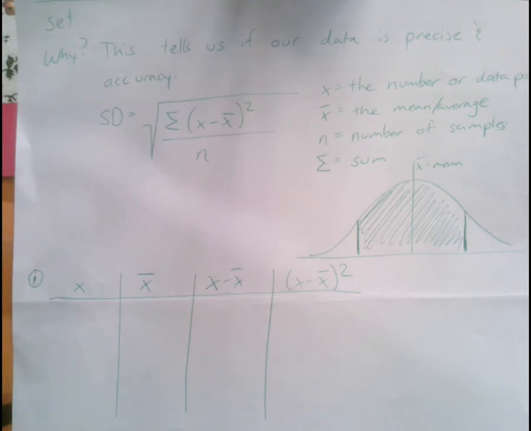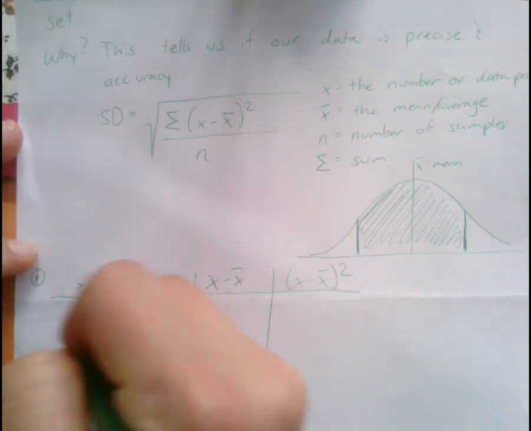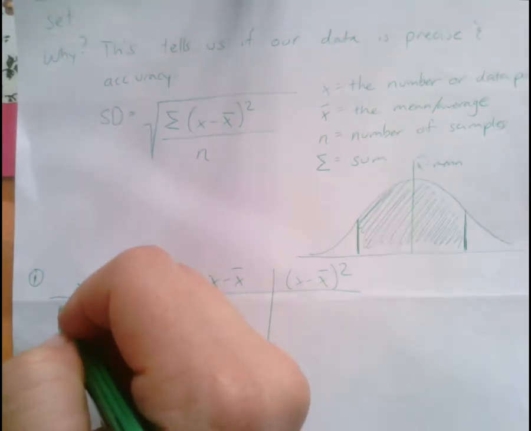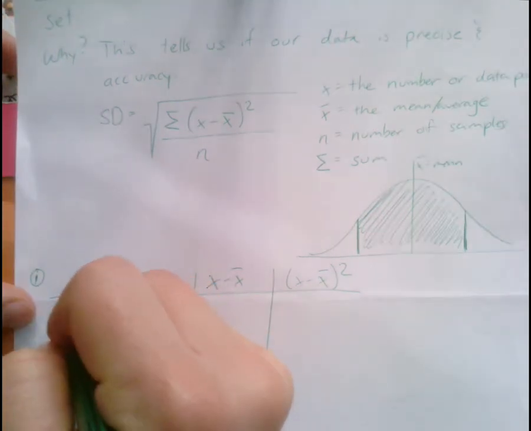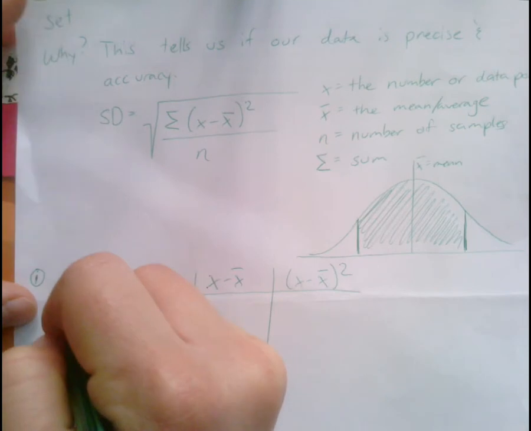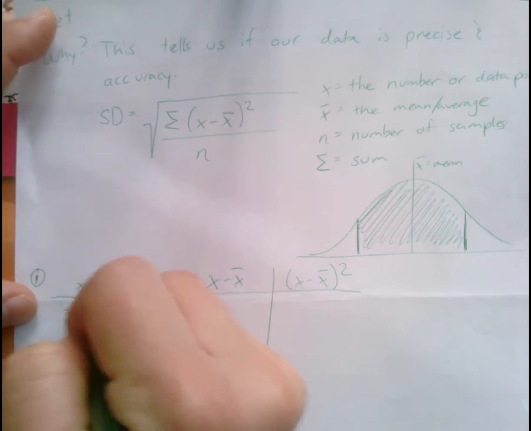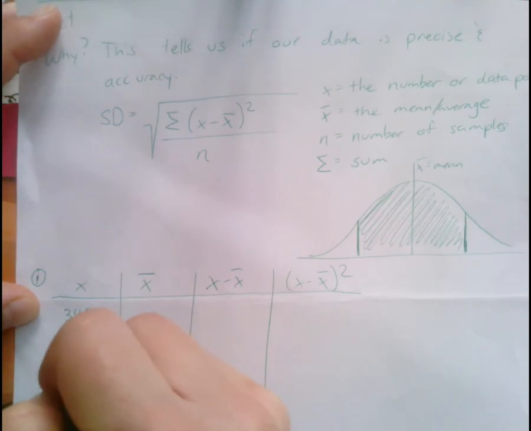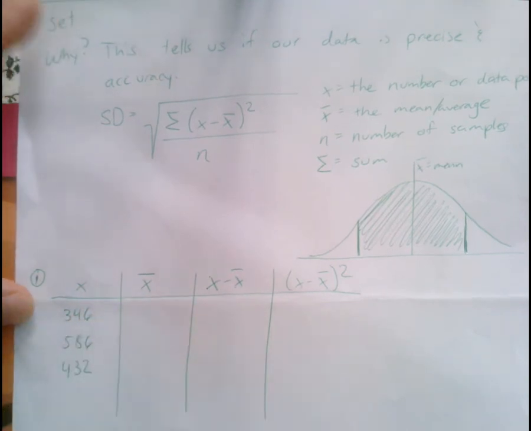But for me, I'm just going to take the first three for the sake of the example. Let's say I wrote some down here, so I'm just going to grab what I think I see from the data. I think one point was 346, then 586, then 432. Okay, perfect.